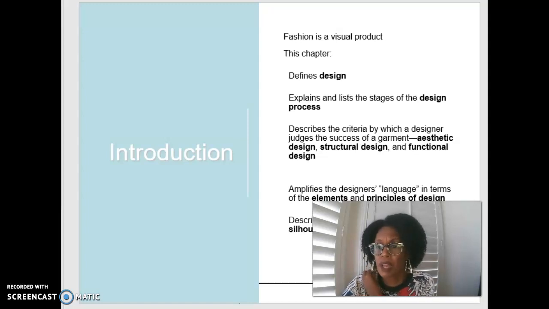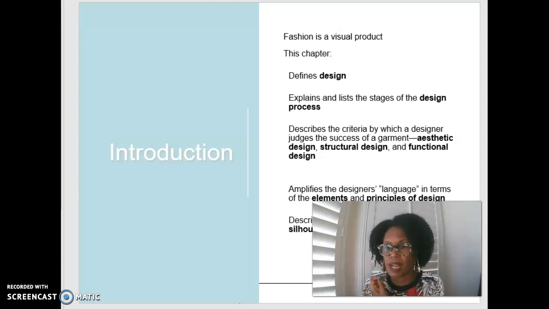Okay. So some of the other things that the textbook dives into, I'm not going to go into all of them with the slide, but it explains the stages of the design process. It describes the criteria for judging the success of a garment. So how aesthetically pleasing is it, the construction of it, and then how functional it is, right?